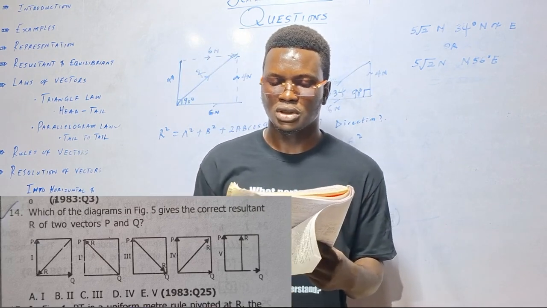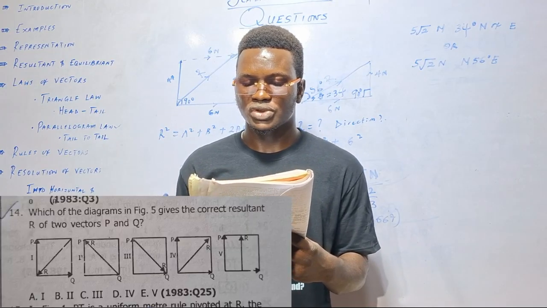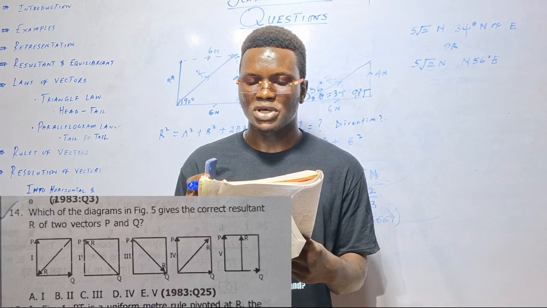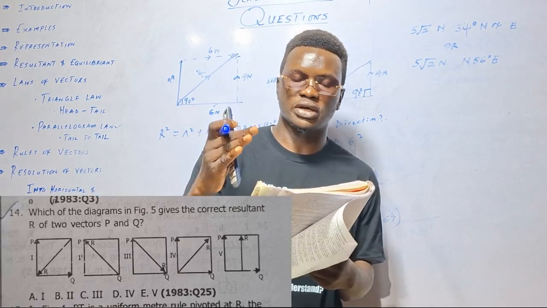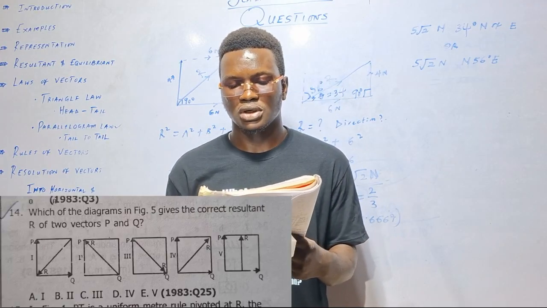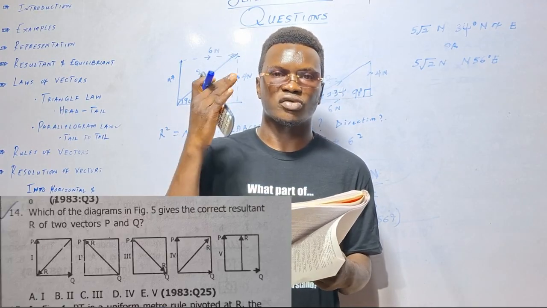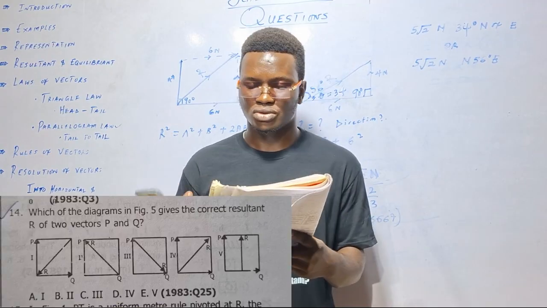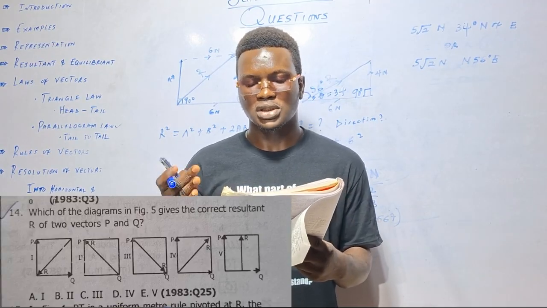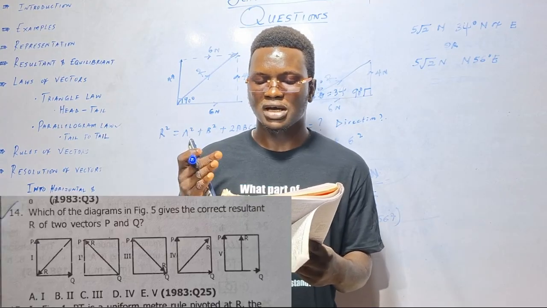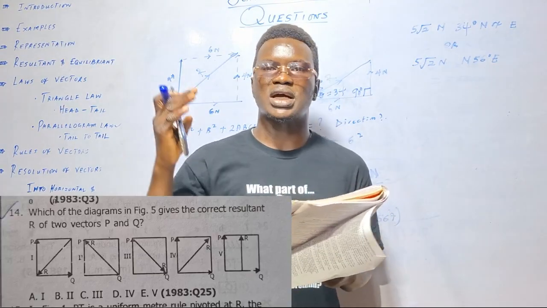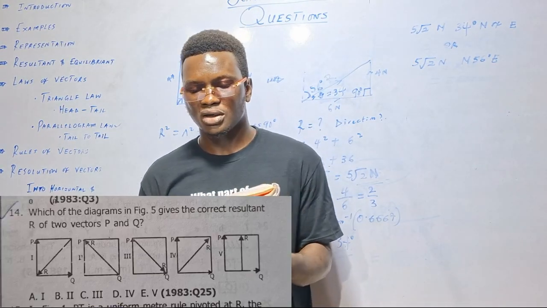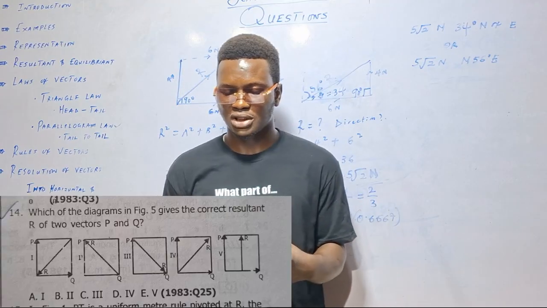So 1 is wrong. Roman figure 2, you see R, P and Q, they are moving tail to tail. So you cannot draw from the head of Q to the head of P. That is also wrong. Roman figure 3, you can't draw from the head of P to the head of Q. That is also wrong. Roman figure 4, yes, when you have P and Q moving tail to tail, their resultant is drawn diagonally between them. That's simply the parallelogram law. So that is correct.